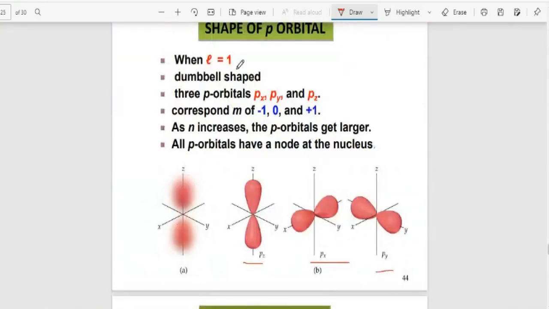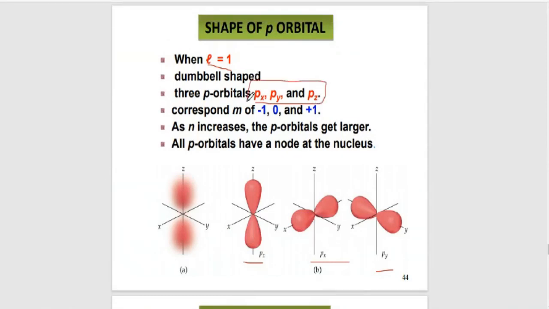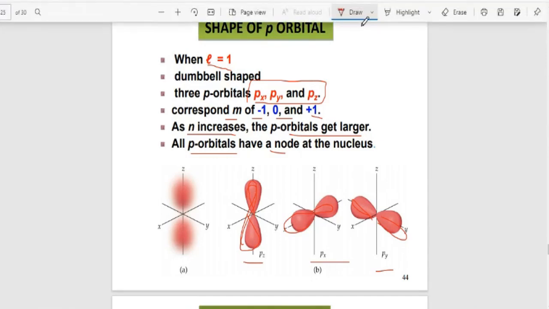P is easy. P is when L equals 1. There are 3 orientations because they correspond to M equals -1, 0, and +1. Of course it is the same. As N increases, the P orbital gets larger. All P orbitals have a node. This is the shape of the node. PZ is on the Z axis, PY on the Y axis, PX on the X axis. The axes are the same, and here the axes show no arrows. Every time you draw the axes it is the same.